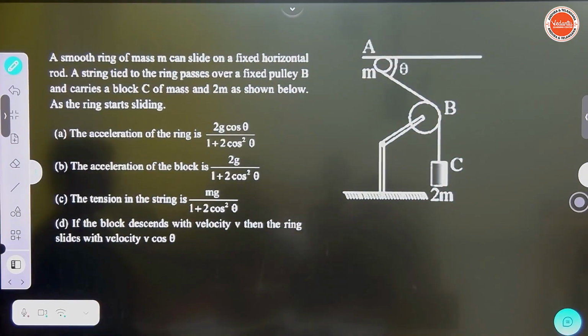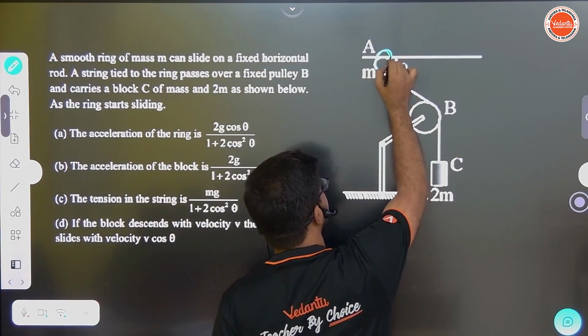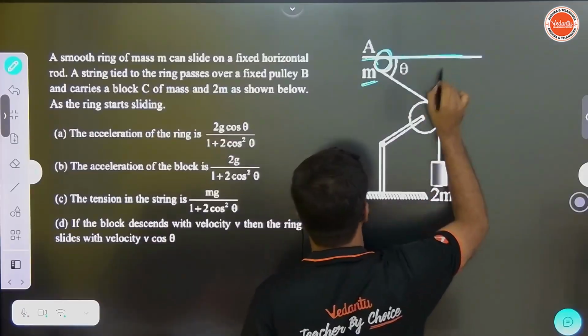Look at this one. So this is one very good advanced level question actually. A smooth ring of mass m can slide on the fixed horizontal rod. So where is it? This is the ring here, of mass small m, which can slide on this rod.